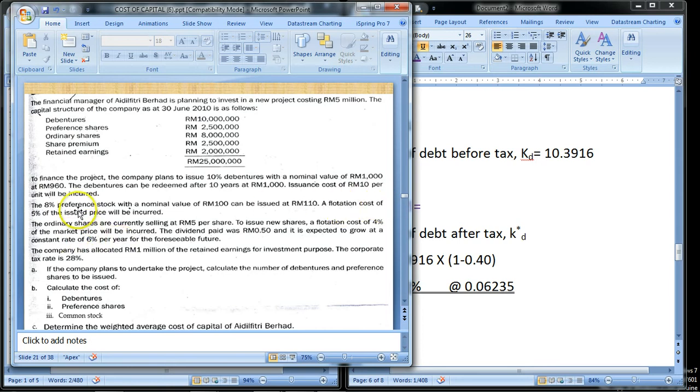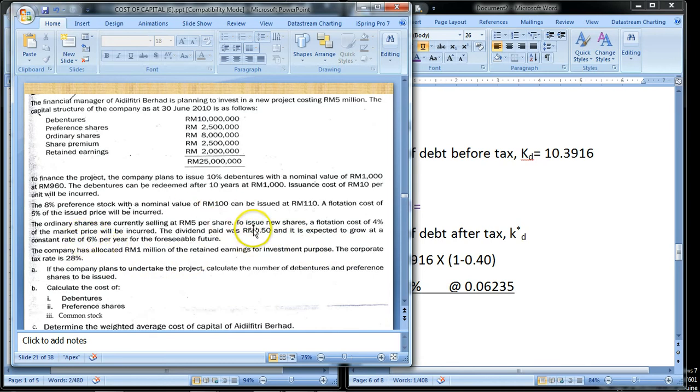Alright, so go to ordinary shares or common stock, currently set at 5 ringgit. So this is your market price. To issue a new share, the flotation cost is 4% of the market price. So what is your market price just now? Currently selling at 5 ringgit. The dividend paid was, sorry, 50 cent, and it's expected to grow at a constant rate of 6%. For fact, this is g.